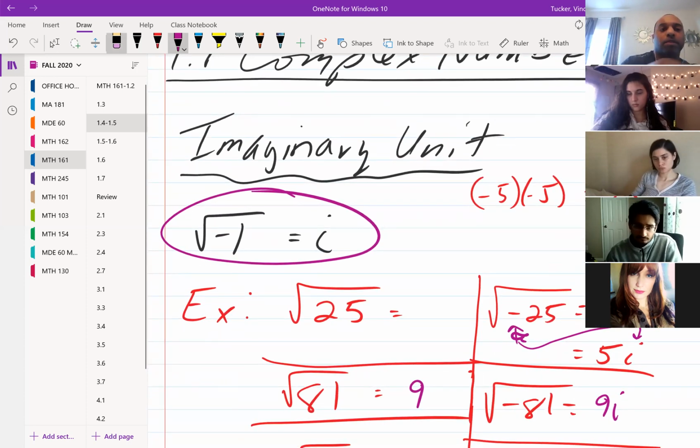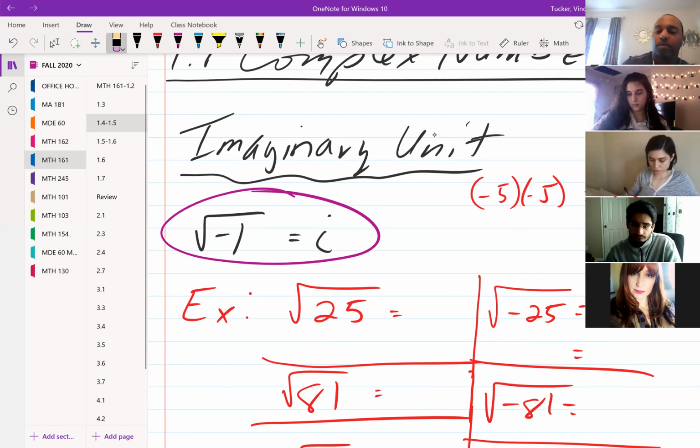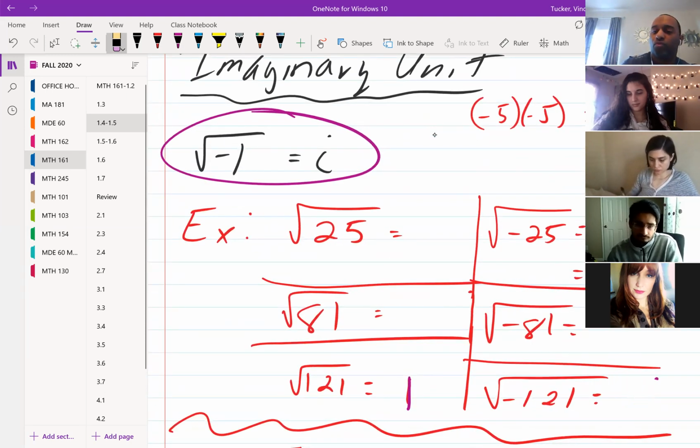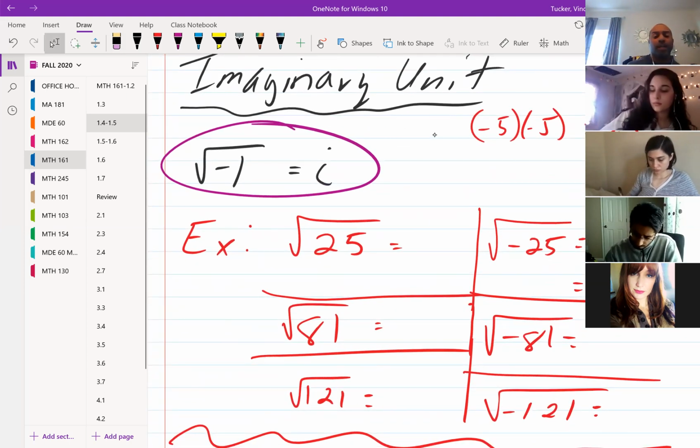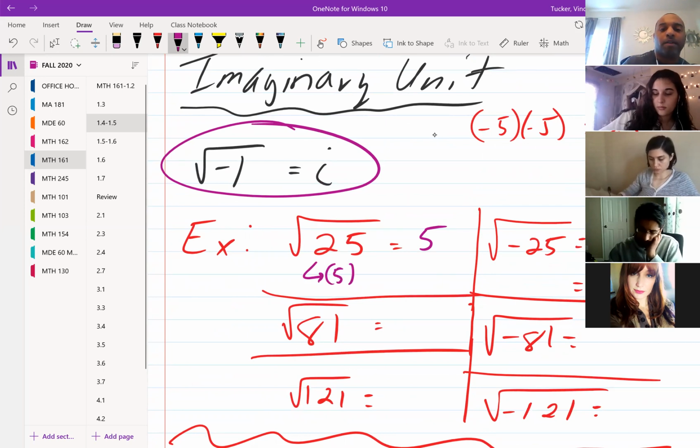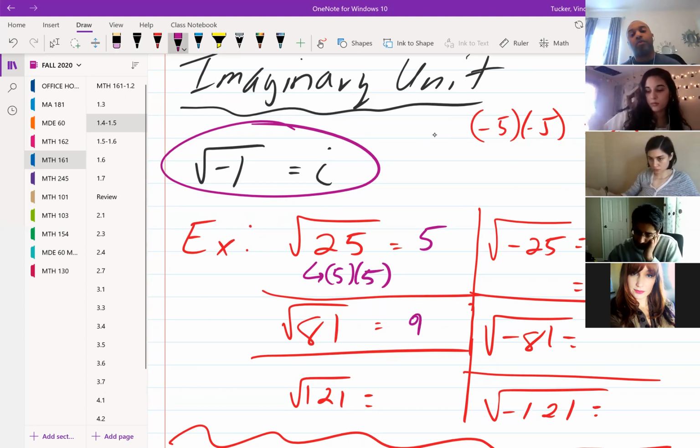Let me erase this stuff so we can walk through it. I don't want to get ahead of myself. All right, so why is that the case? Whenever you're taking the square root of anything, you're asking yourself what number times itself will give you that number. So the square root of 25 is 5, because that's 5 times 5. The square root of 81 is 9, because that's 9 times 9. The square root of 121 is 11, because that is 11 times 11.